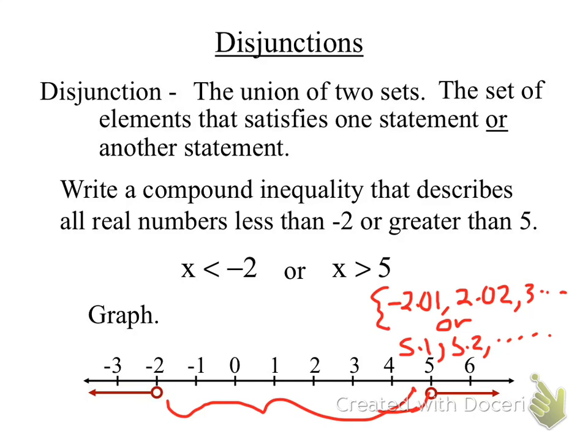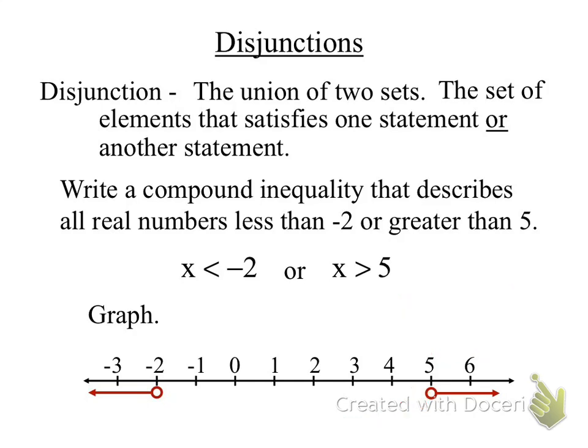Okay. So in a disjunction, the graph, the lines are kind of broken up. It means the numbers in this set can either be here or here. Doesn't have to satisfy both and be an intersection. We can never write a disjunction as an in-between statement with one variable.